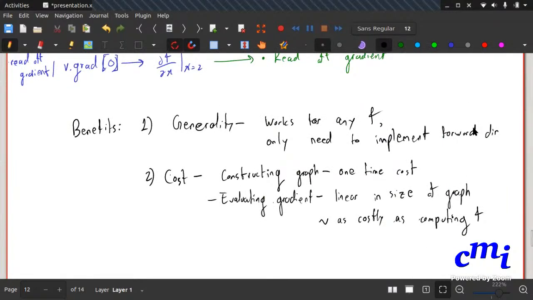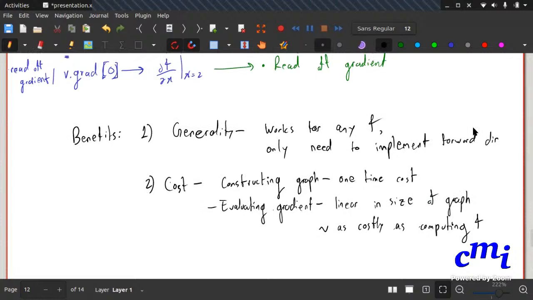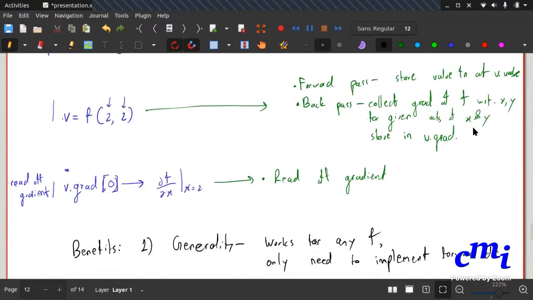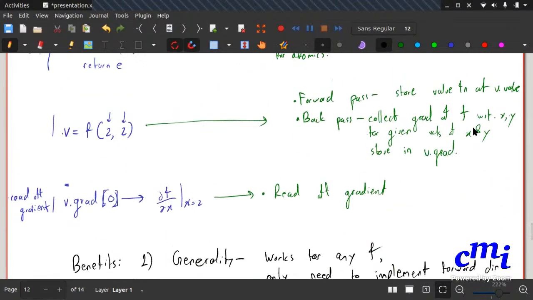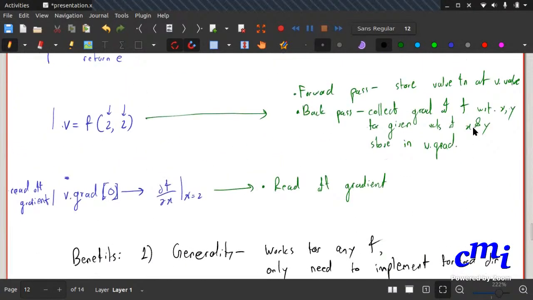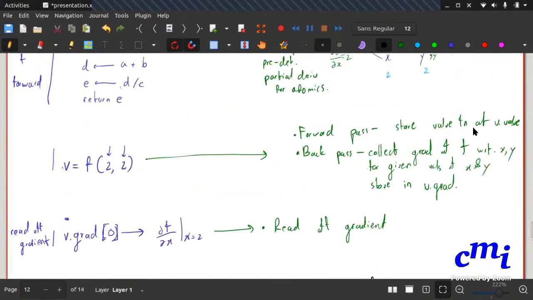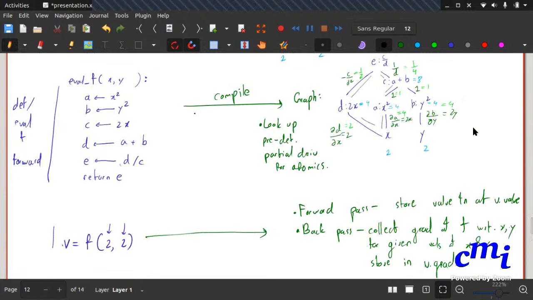So you don't only want to implement the forward direction. You don't have to worry about implementing the backward direction. For example, one person here had a question. Suppose you introduce a new function, like he said, instead of 2x, you have 2 square root of x. Okay?